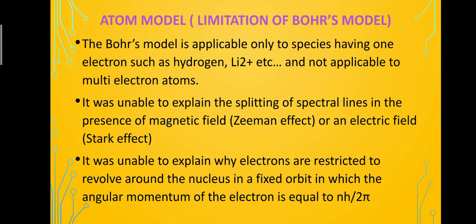And the third one, he couldn't explain why the electron has to revolve around the nucleus in a fixed orbit. Why should it always move in a fixed orbit? Why can it not take another pathway to revolve around the nucleus? He couldn't explain that properly. And this was the demerit or limitation of Bohr's model.